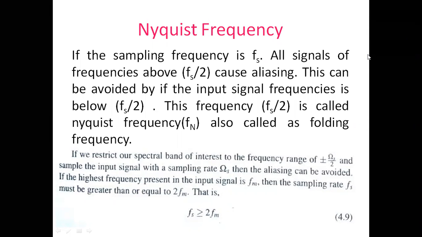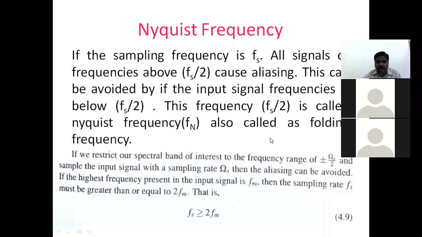See, what are the causes of having the time domain aliasing? Suppose whenever the signal you have considered has frequencies greater than fs by 2, where fs is the sampling frequency.